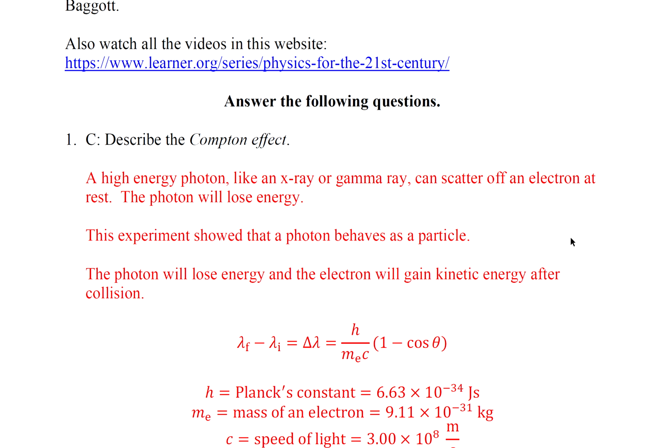A high-energy photon like an X-ray or gamma ray can scatter off an electron at rest. The photon will lose energy. This experiment showed that a photon behaves as a particle. The photon will lose energy and the electron will gain kinetic energy after the collision.